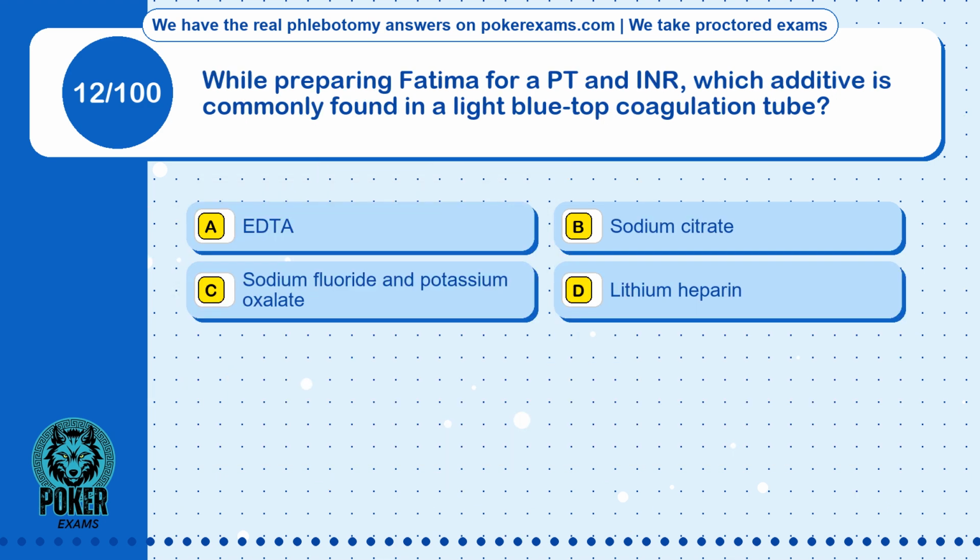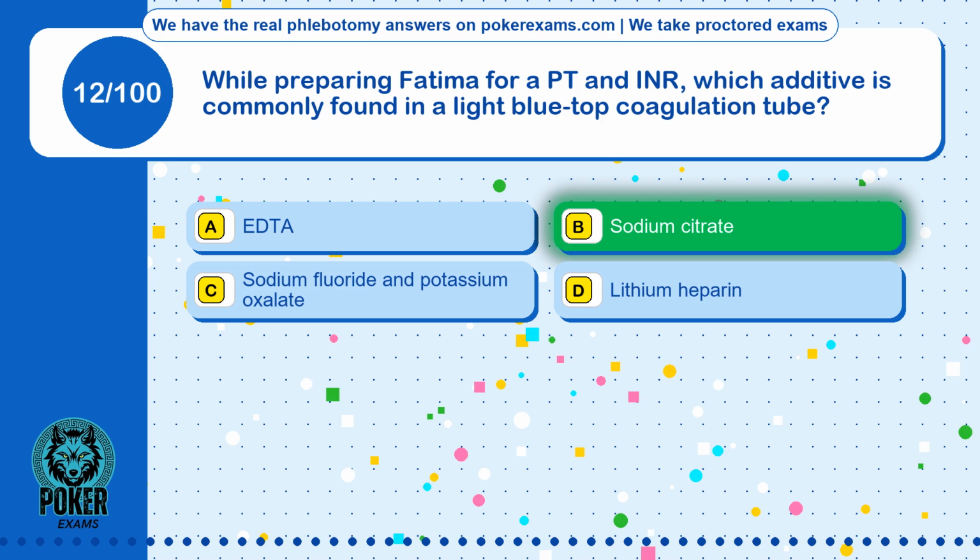Question 12. While preparing Fatima for a PT and INR, which additive is commonly found in a light blue top coagulation tube? Option A, EDTA. Option B, sodium citrate. Option C, sodium fluoride and potassium oxalate. Option D, lithium heparin. The correct answer is option B, sodium citrate.